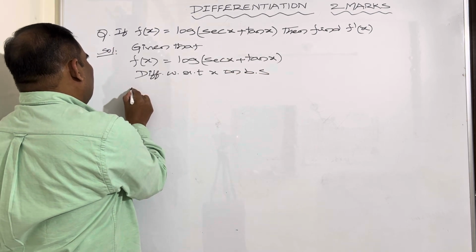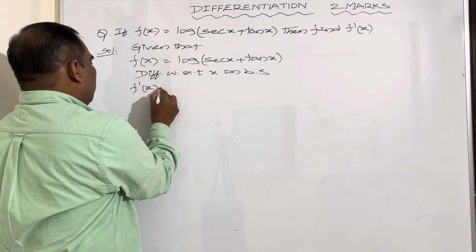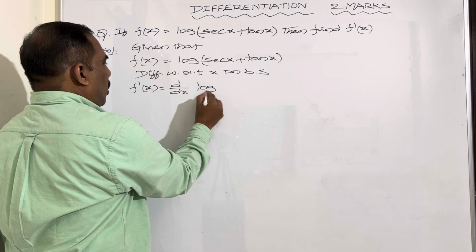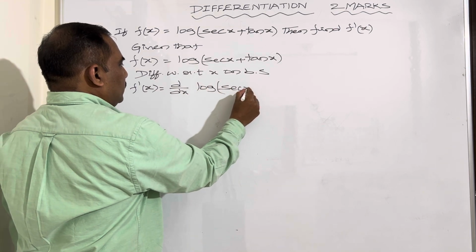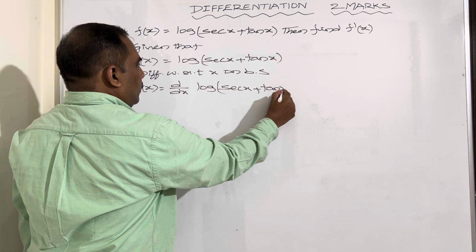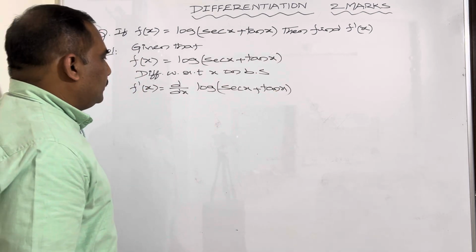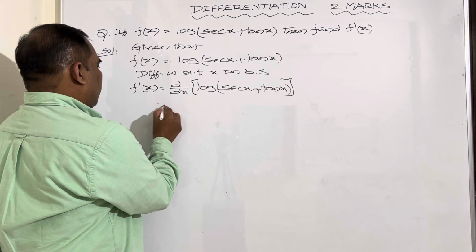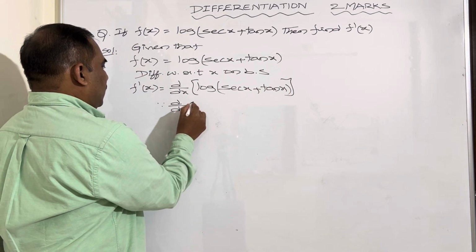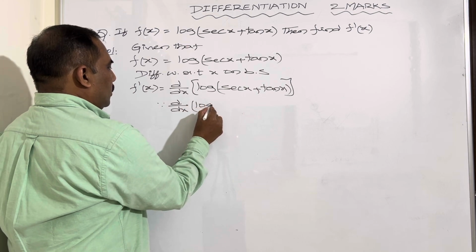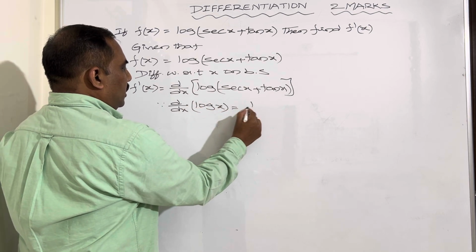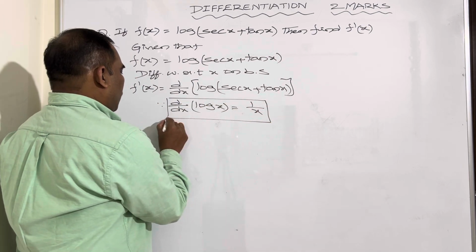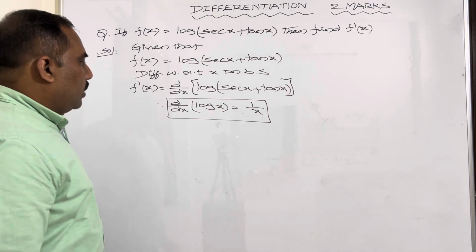So now f dash of x is equal to d by dx of log of secant x plus tan x. If you observe this, it is in the form of d by dx of log x. So we know that d by dx of log x is equal to 1 by x.